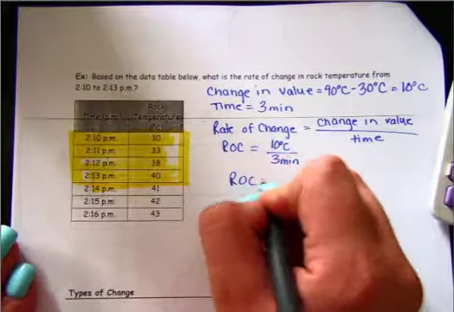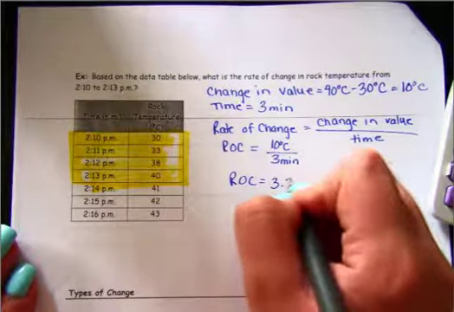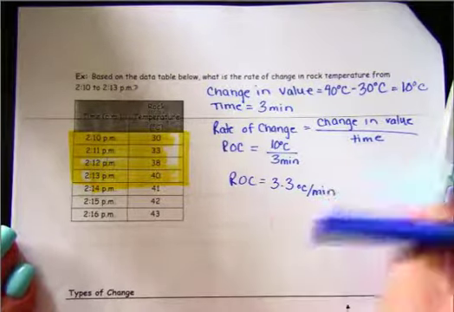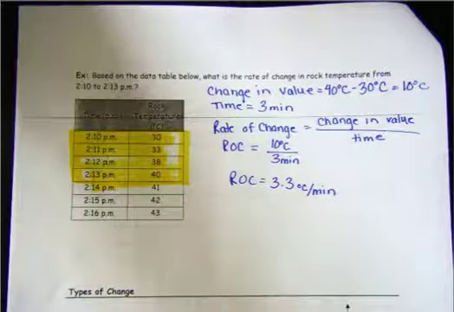So our rate of change is going to be 3.3, and our units are going to be degrees Celsius per minute. Okay, so basically what that's telling us is that for each minute the temperature was recorded from that time period, the temperature of the rock changed 3.3 degrees Celsius.